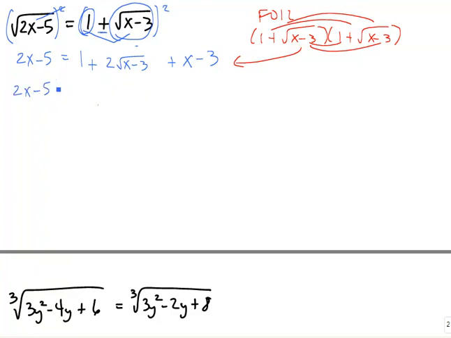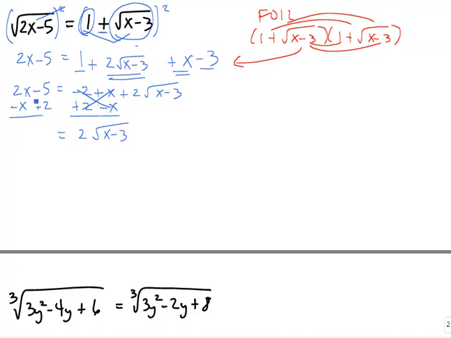On the right side I have some like terms, so a 1 and a minus 3 is a negative 2. Then I have a plus x, and then I have the radical part, plus 2 square root of x minus 3. Since there's still a radical in this equation, you want to get it as isolated as you can. That means moving any other terms to the left side. So I'm going to add 2 to both sides and subtract x from both sides. So that'll make these go away. I'll have 2 square root of x minus 3 on the right side, and 2x minus x is x. Negative 5 plus 3 is negative 3.